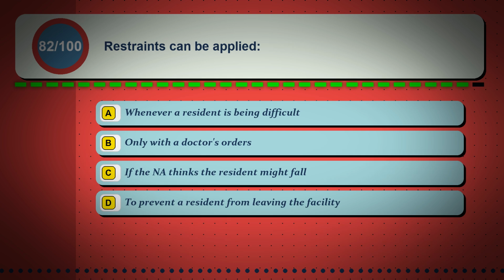Question 82. Restraints can be applied. Option A. Whenever a resident is being difficult. Option B. Only with a doctor's orders. Option C. If the NA thinks the resident might fall. Option D. To prevent a resident from leaving the facility.